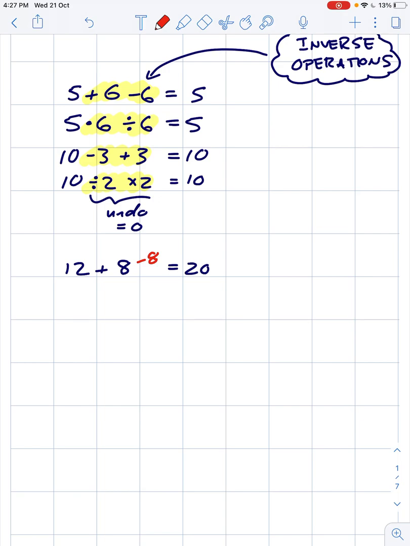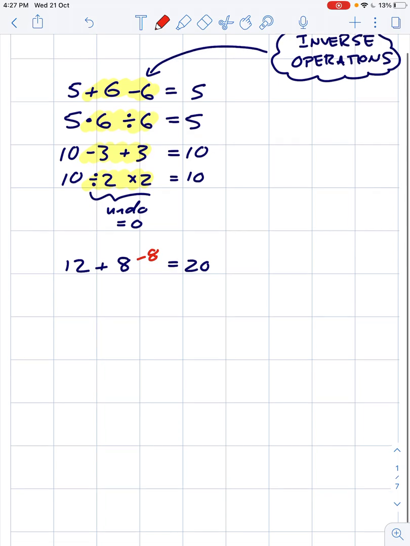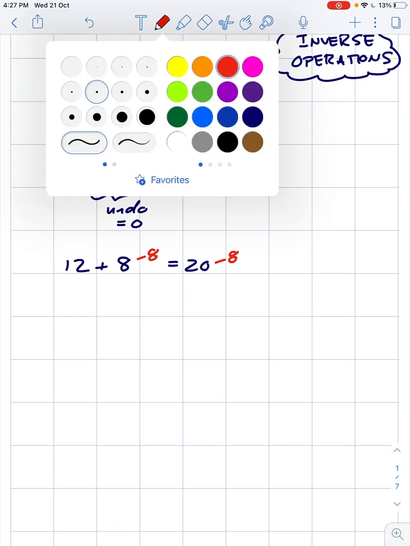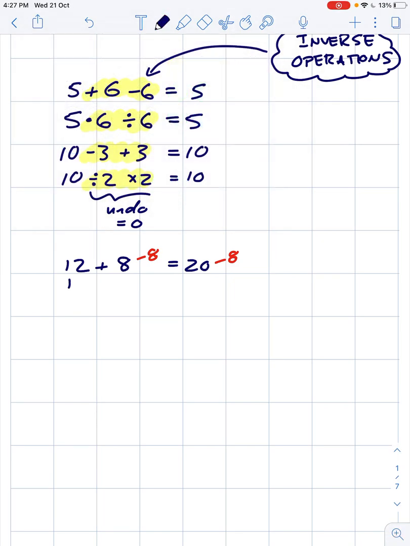Well, if I wanted to make that still be a true statement, not only do I have to take away 8 on the left side, but I would have to take away 8 on the right side. Now that's a true statement. If I was actually to simplify all that, I would end up with 12 equals 12, yeah?